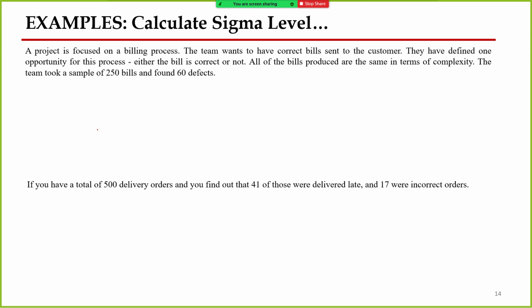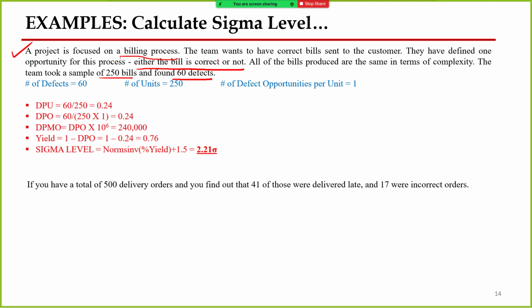Now, from this particular example, anyone, the number of defects, the number of units, and the number of opportunities for our billing process? Yes, we have 60 defects. The total number of units we have is 250 bills. And what are the opportunities? One. Very good, because we are only checking whether the bill is correct or not. So the opportunity is one, and based on this we can calculate the sigma level.